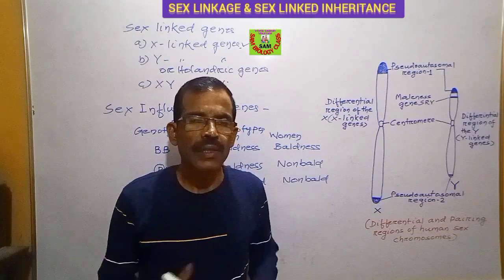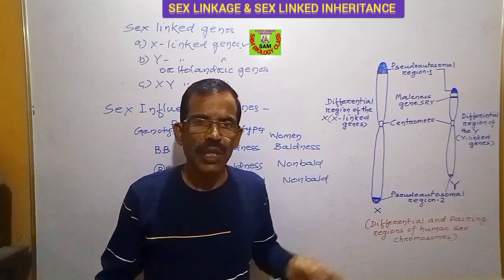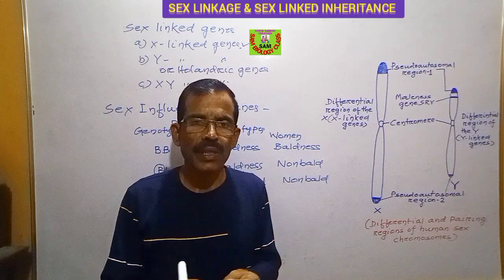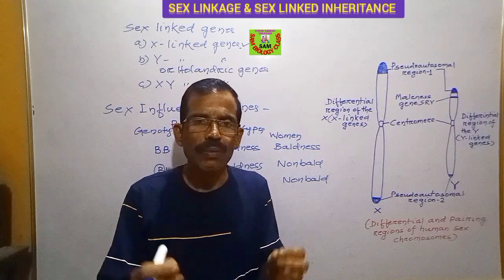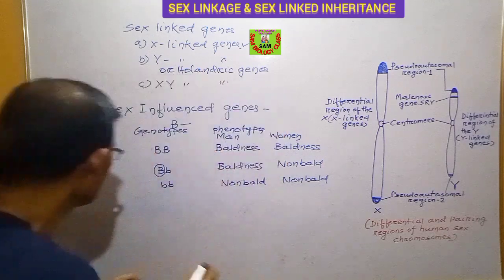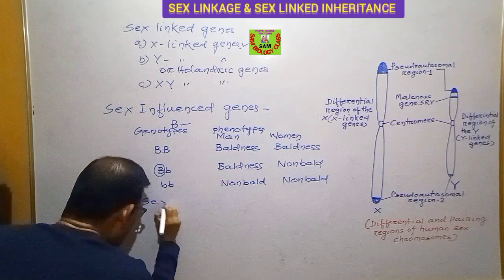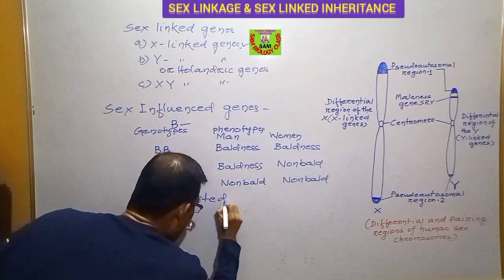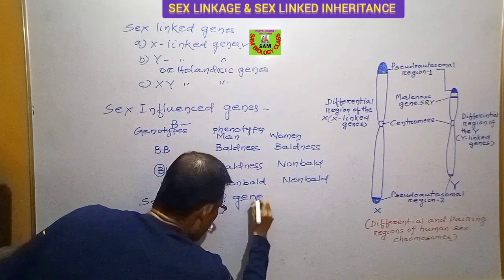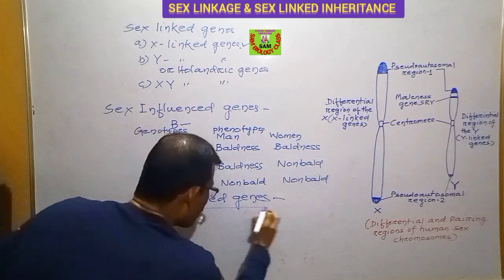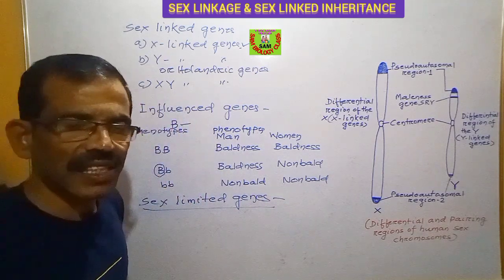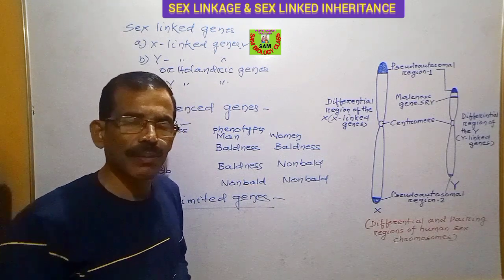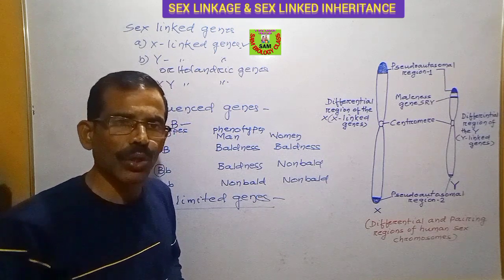In addition to this, there are certain autosomal genes whose phenotypic expression is determined by the presence or absence of one of the sex hormones. The genes are known as sex-limited genes. Their phenotypic effect is limited to one sex or the other. In other words, the penetrance of a sex-limited gene in one sex remains zero.